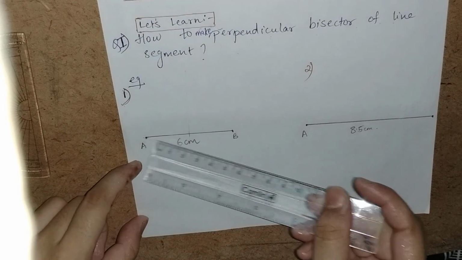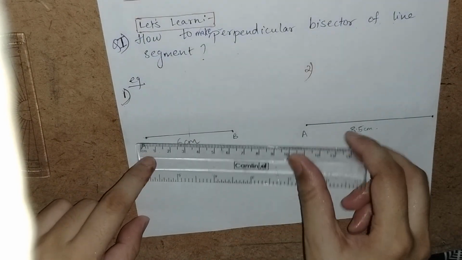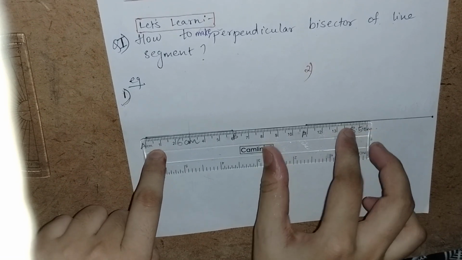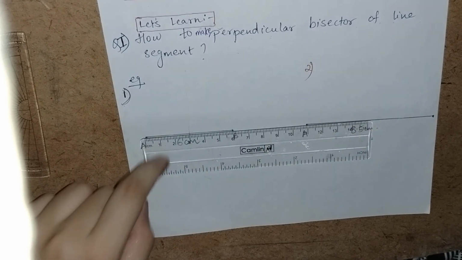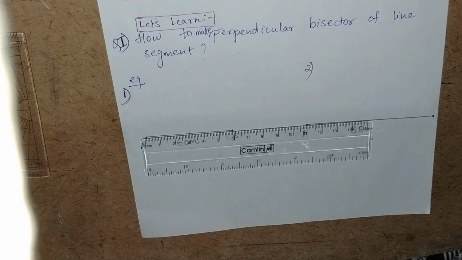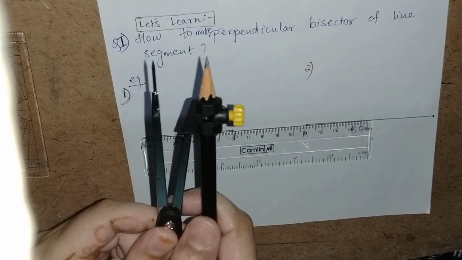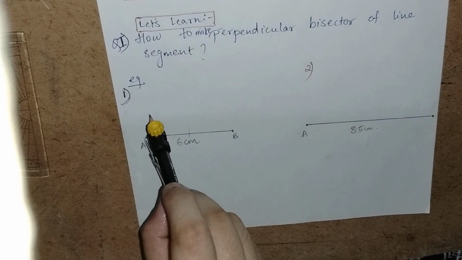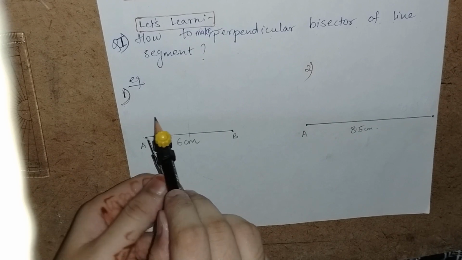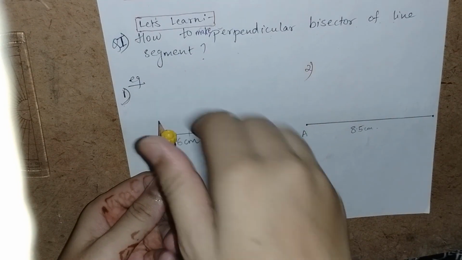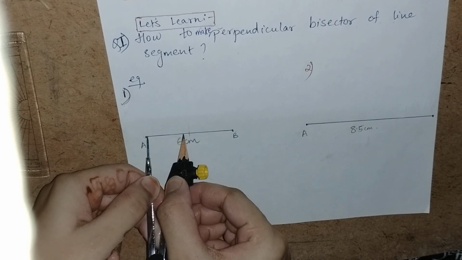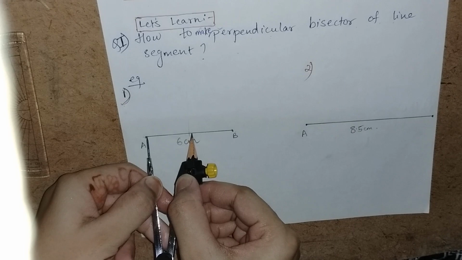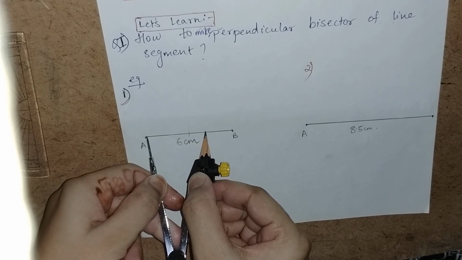Now see, this is what? Line segment. Let us measure that. How much? 6 centimeter. Now how to make the perpendicular bisector? Yes, with the help of this compass. What will we do? We will keep the pointer at one end. Fix it properly first. Then take more. This is what? Half of the line segment. Take more than half. Extend it.